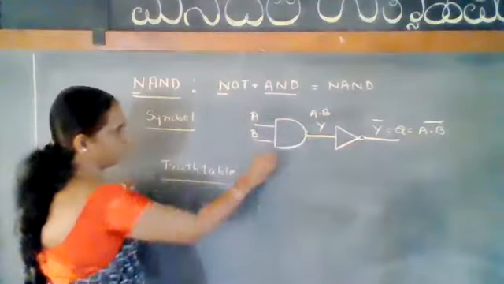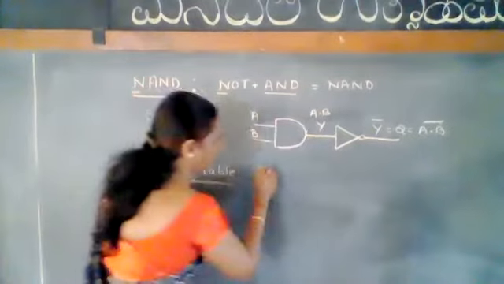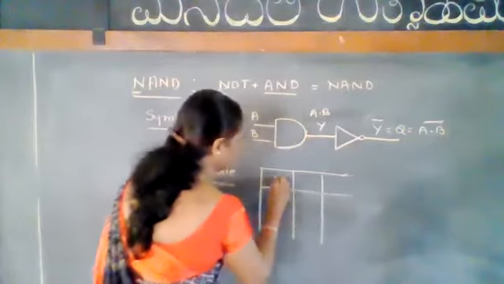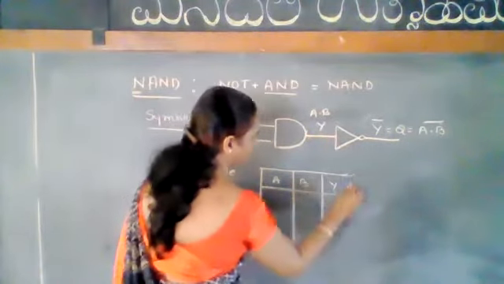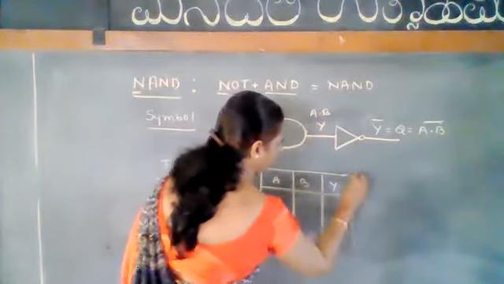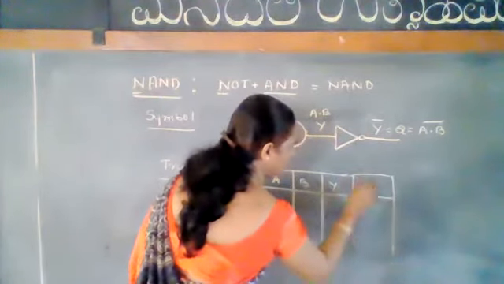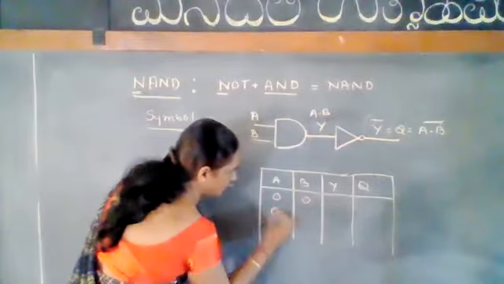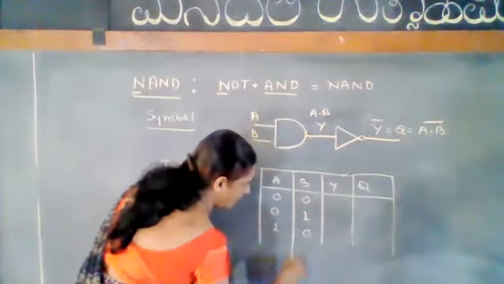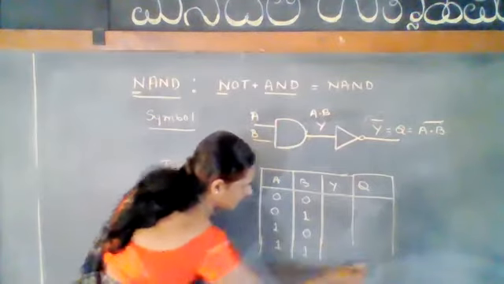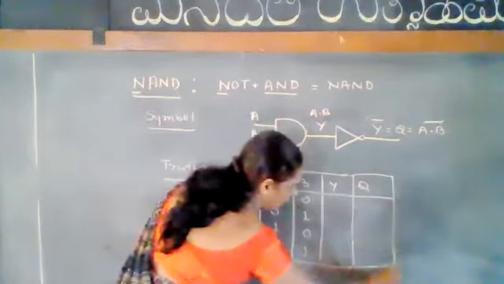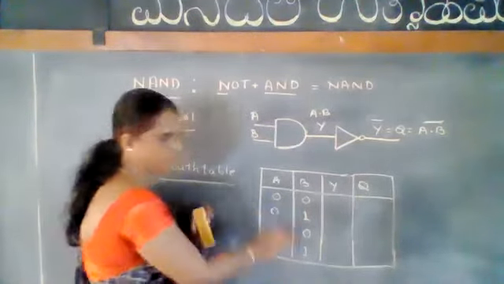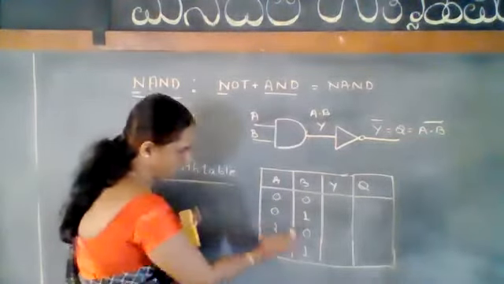First, we'll write the truth table for AND gate because we are familiar with that now. A and B are the two inputs, and Y is the output, which is equal to A dot B, that we know. And for the NAND gate, the output we have written as Q. So the two input combinations are 0 0, 0 1, 1 0, and 1 1, because we are considering only a two input AND gate. Therefore, the possible combinations are 4.